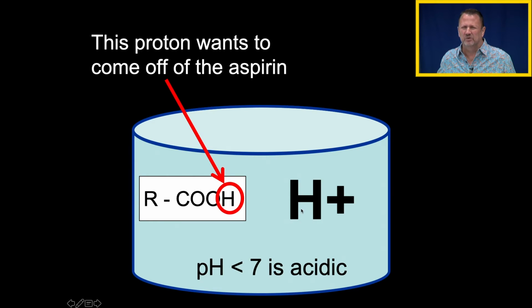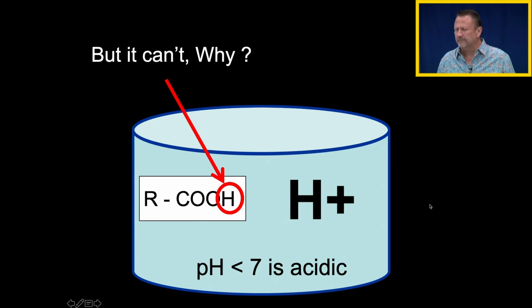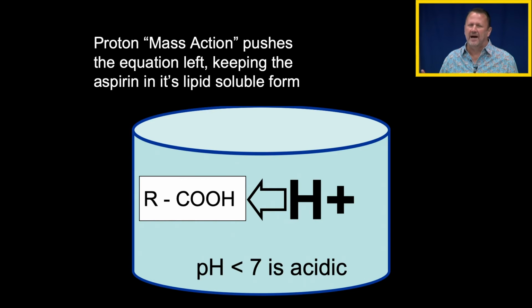This acidic solution, what kind of mass action do you think it's going to put on this proton trying to come off? This is going to try to come off and be one of these guys over here. The problem is we have a bunch of these guys right here pushing the equation in the opposite direction, as if this solution is already saturated with hydrogen ions. So that proton that wants to come off the aspirin, it can't because of mass action. The hydrogen ions in the acidic solution are pushing back on the equation, and so they're keeping the aspirin in its fat-soluble form.